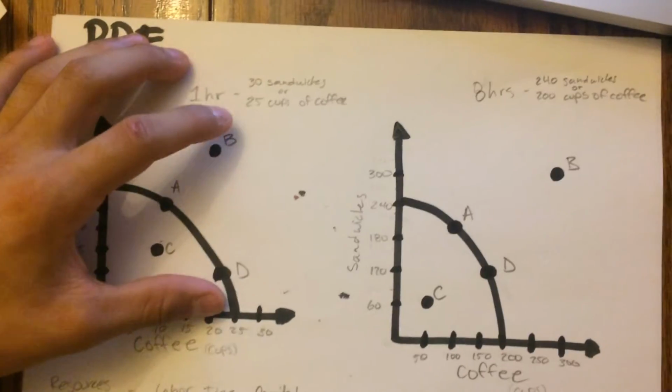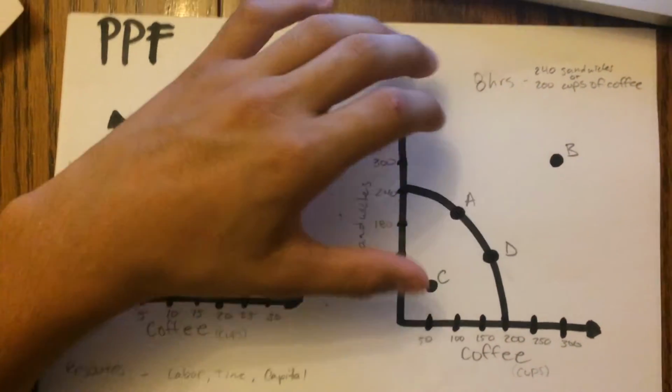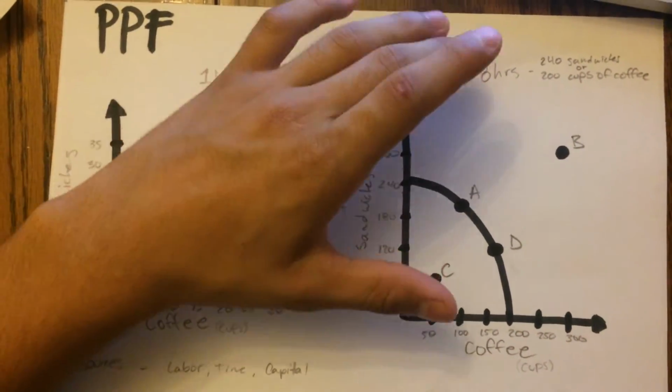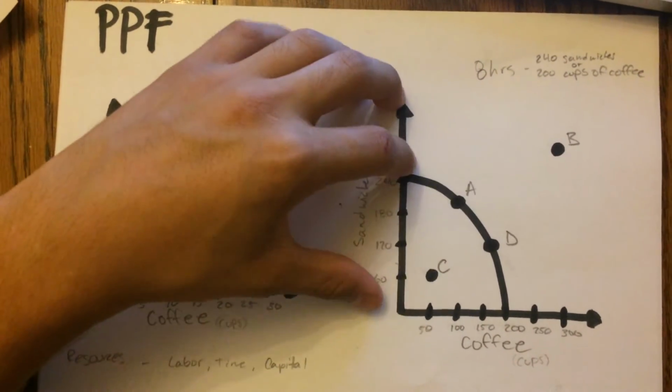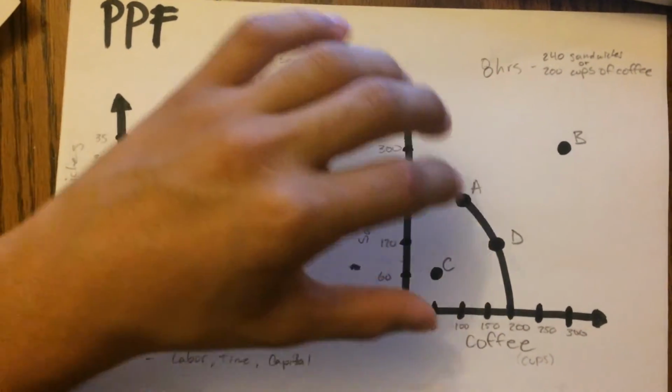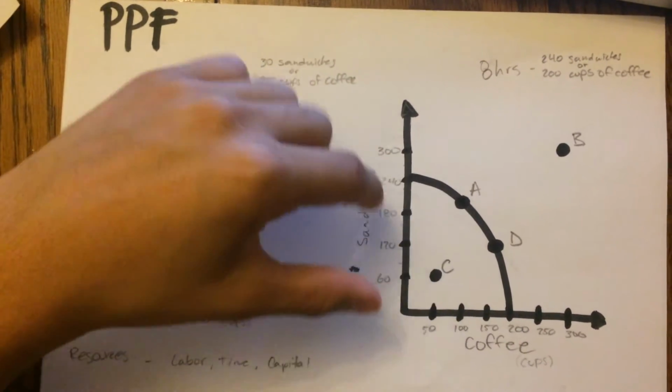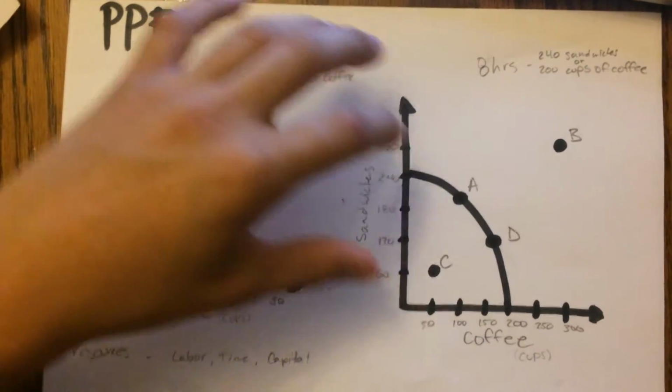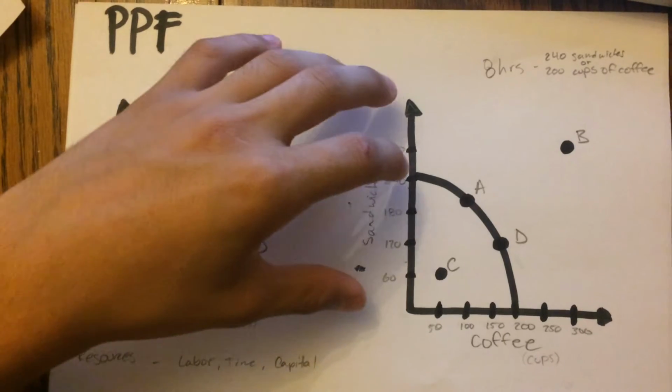And the 8 hours is pretty much the same. I plotted the 4 points in similar places, and in the 8 hours I was able to make 240 sandwiches and no cups of coffee, or 200 cups of coffee and no sandwiches. Points A and D are on the line.